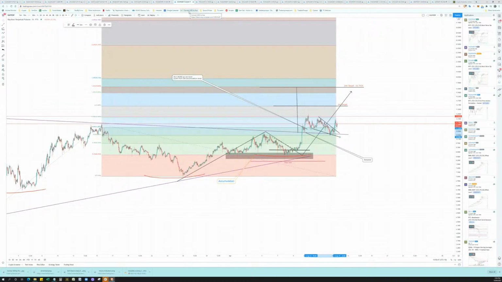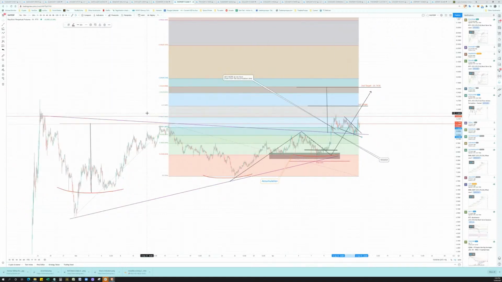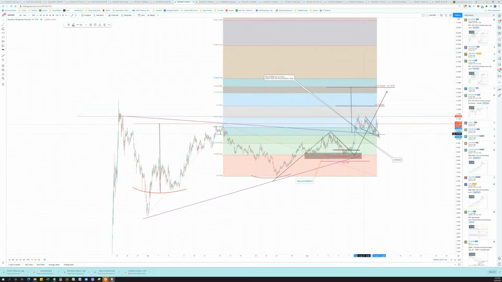Brave perp. Testing this. So it's tested this area a few times. Doesn't really want to break away, but it will. But it's not for my liking.